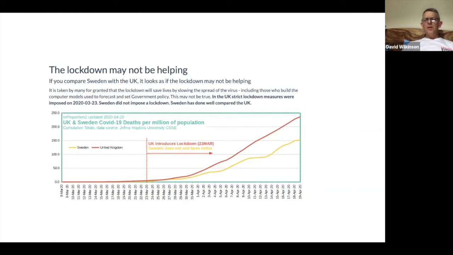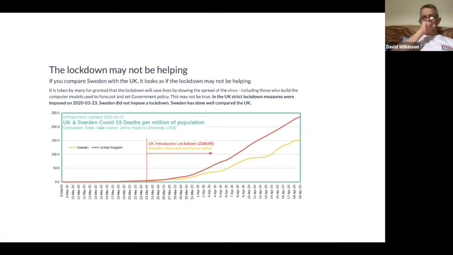It looks like the UK is going to continue with their lockdown. Only now are some countries in Europe starting to ease up. Nobody knows how effective these lockdowns really are and how severe they need to be. This graph is an interesting one, I thought, that compares the UK lockdown, the red line, to Sweden, and it looks at deaths per million population.